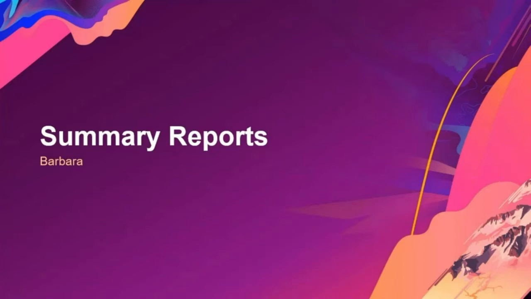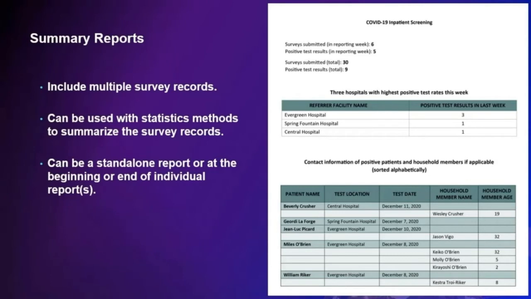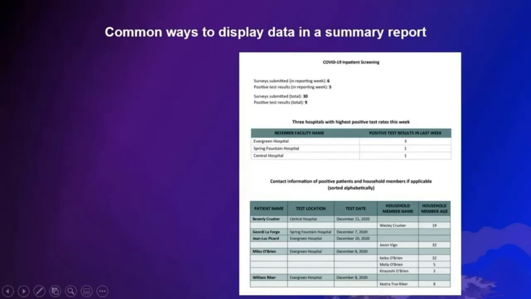Thanks, Jody. As Jody demonstrated, an individual report displays the results of each survey record. Another type of report is the summary report. A summary report displays the results of multiple records. It can be used with statistics methods to summarize the survey records, and can be a standalone report or at the beginning or end of one or multiple individual reports.